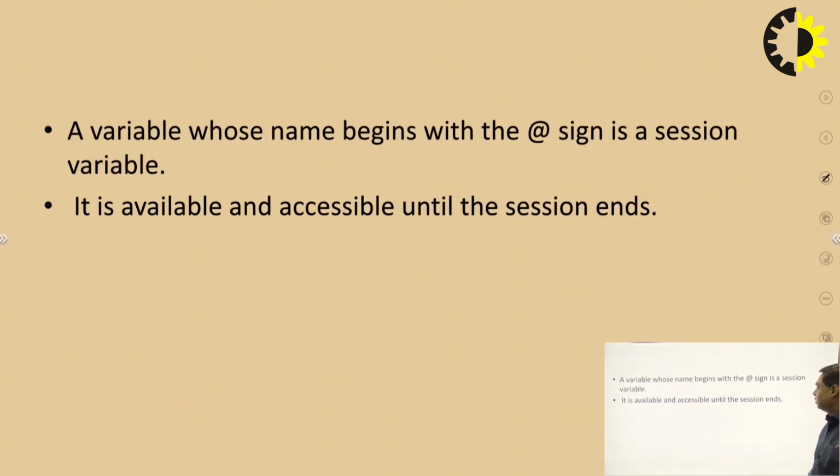Next, if any variable starts with the @ symbol, we call it a session variable. It is accessible until the session ends. So a variable whose name begins with the @ symbol we call a session variable.